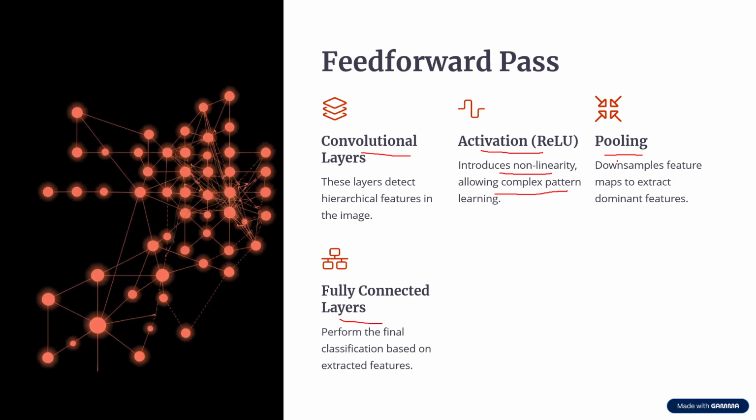In pooling, we downsample feature maps to extract the dominant features, reducing the size of the image representation while keeping the important details. The next one is the fully connected layers, which perform the final classification based on the extracted features, connecting the features to the final decisions or predictions. The summary of this slide is that the feed forward pass is the path an image takes through the CNN to get predictions.